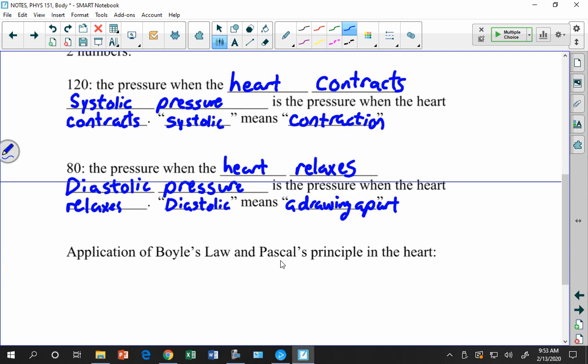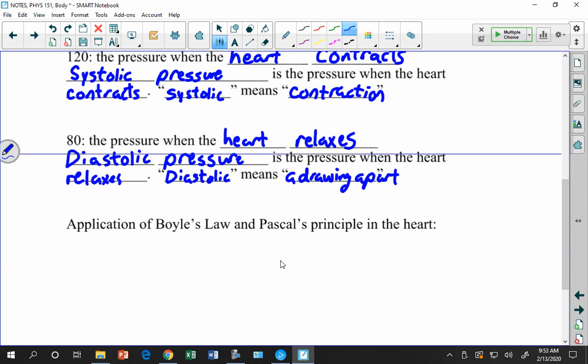Okay. We have two applications in the heart. One is Boyle's law, and then the other is Pascal's principle. Really, the most appropriate application is Pascal's principle. Let's talk about that first. Pascal's principle, what do we use to describe with Pascal's principle? It has something to do with pressure being constant from the system.